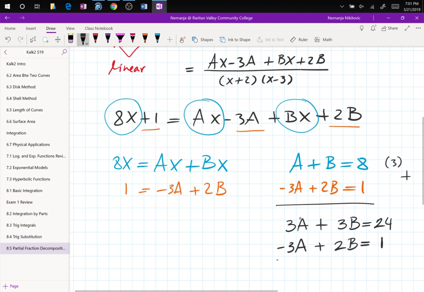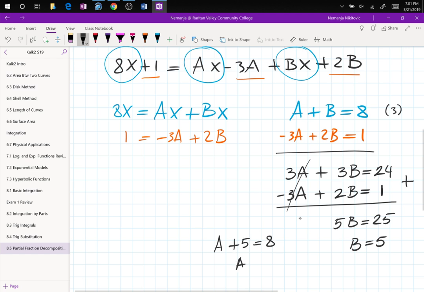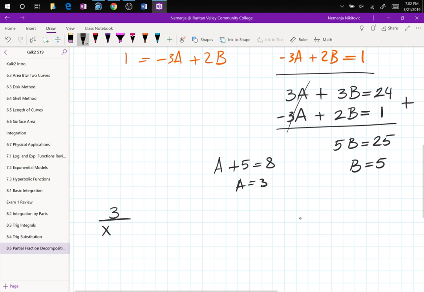I can prove it to you. Why not? When you add two equations, that's 5b equals 25, and b is 5. And from the first equation, if b is 5, a must be 3, right? Because you have a plus 5 equals 8, a is 3. So now you bring these 3 and 5 back to the top over there. So it is 3 over x plus 2 plus 5 over x minus 3. And that's the answer we were looking for.